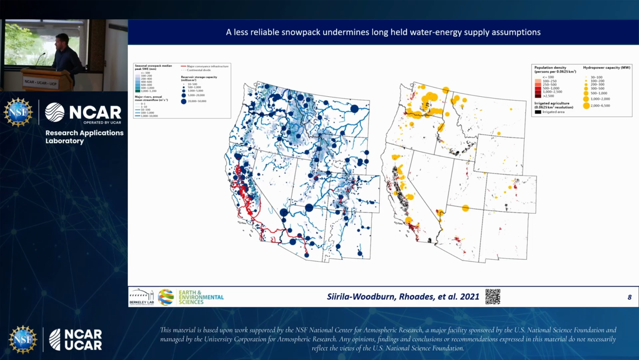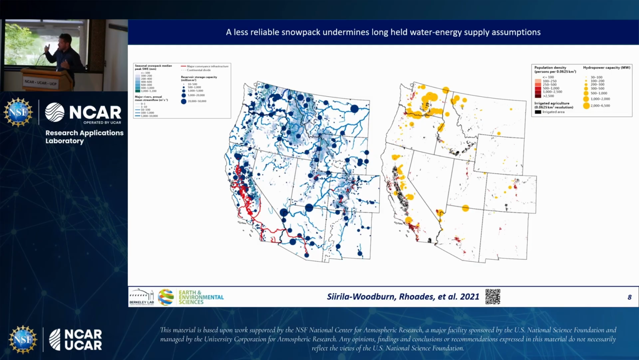And that's really important because in a diagram here in one of the review papers I was a part of in 2021, we're highlighting that a fundamental assumption of the Western U.S. water management and energy supply portfolio for hydropower assumes that we're going to have a reliable snowpack. The snowpack is represented as a blue underlay on this diagram on the left. Reservoirs, conveyance infrastructure, and natural streams are shown as an overlay of circles. Red would be conveyance, and blue would be natural stream flow.